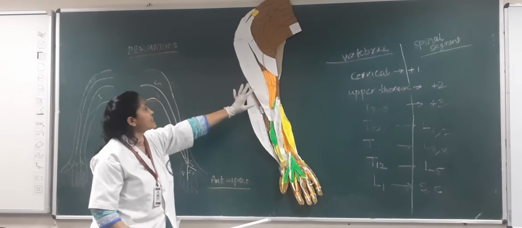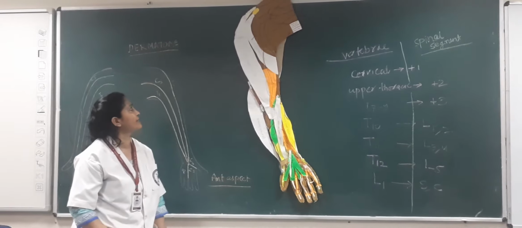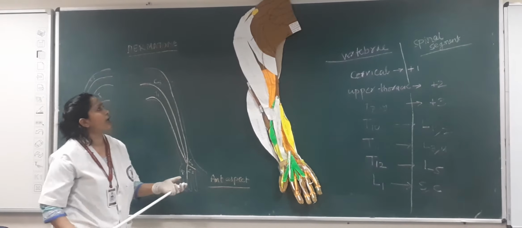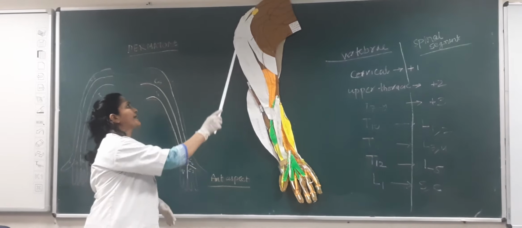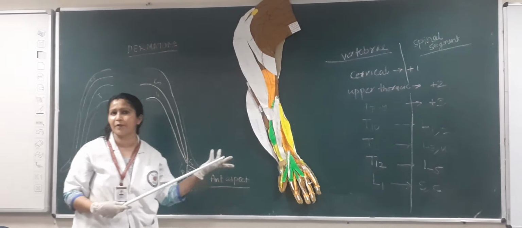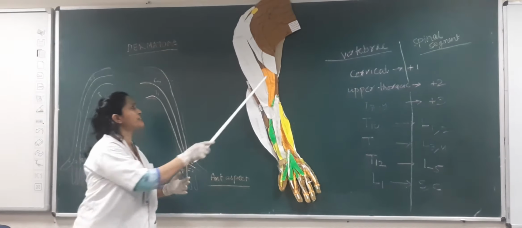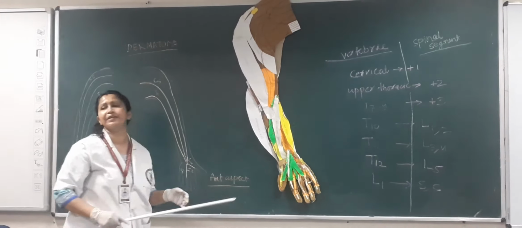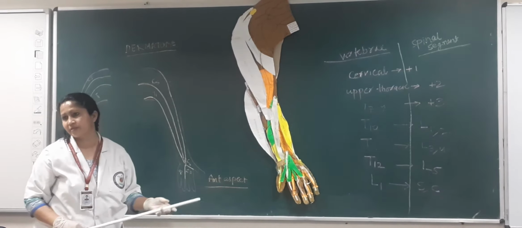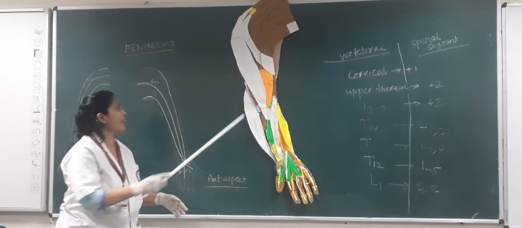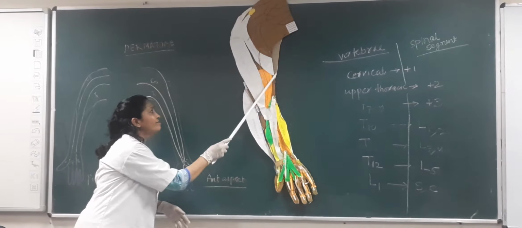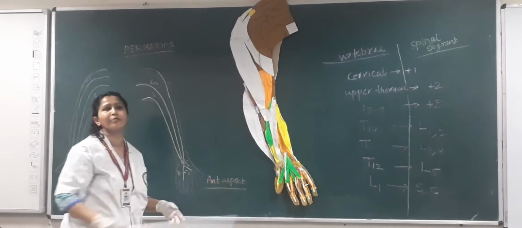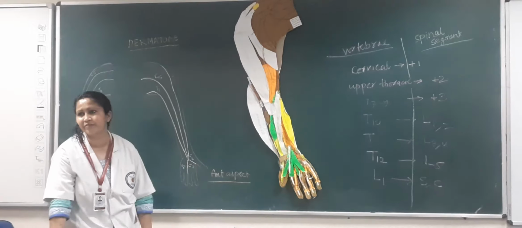Now coming to the second muscle, that is coracobrachialis. It takes its origin along with the short head of biceps brachii as a common tendon from the tip of the coracoid process, and inserts over the middle 5 cm of the medial border of the humerus. And this area, the insertion of coracobrachialis, is very significant.